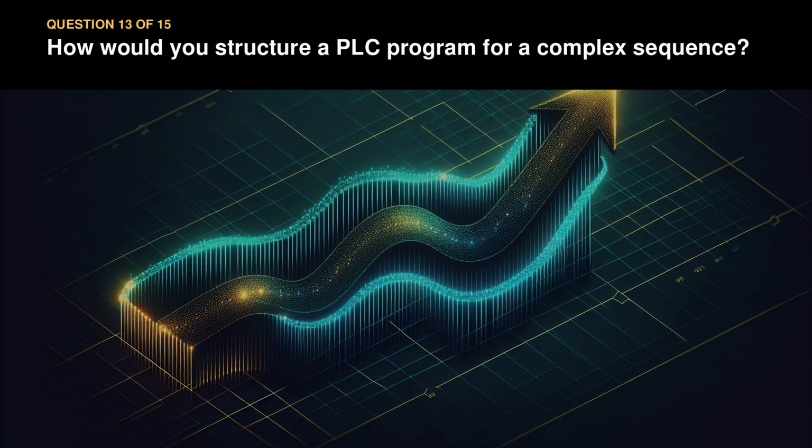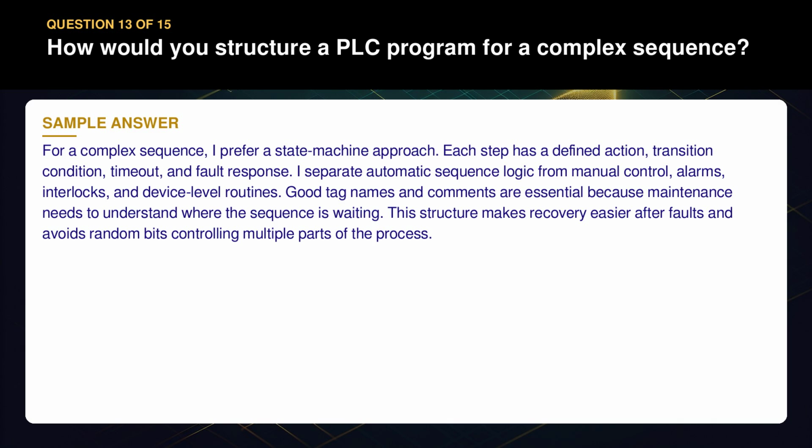Question 13. How would you structure a PLC program for a complex sequence? For a complex sequence, I prefer a state machine approach. Each step has a defined action, transition condition, timeout, and fault response. I separate automatic sequence logic from manual control, alarms, interlocks, and device-level routines. Good tag names and comments are essential because maintenance needs to understand where the sequence is waiting. This structure makes recovery easier after faults and avoids random bits controlling multiple parts of the process.